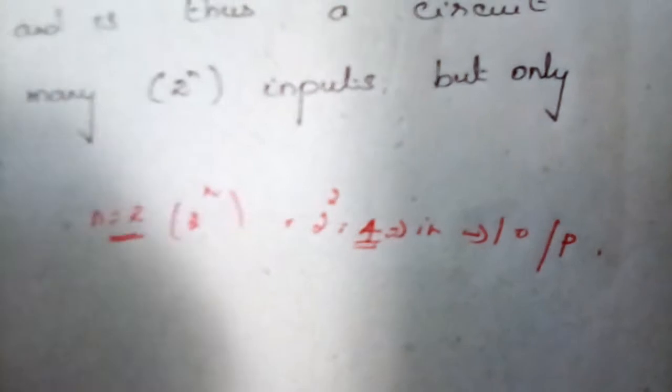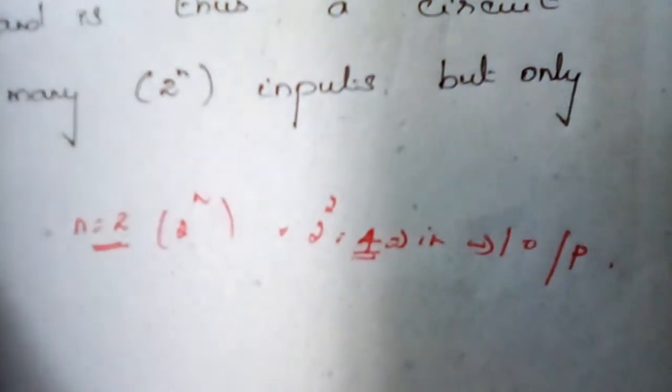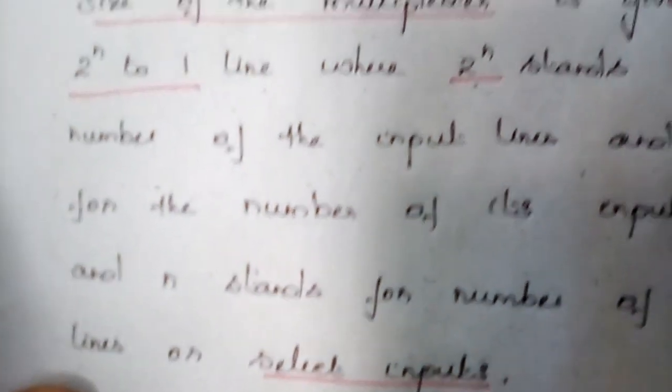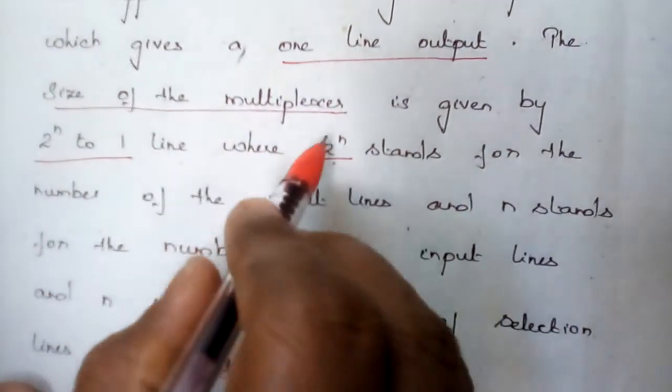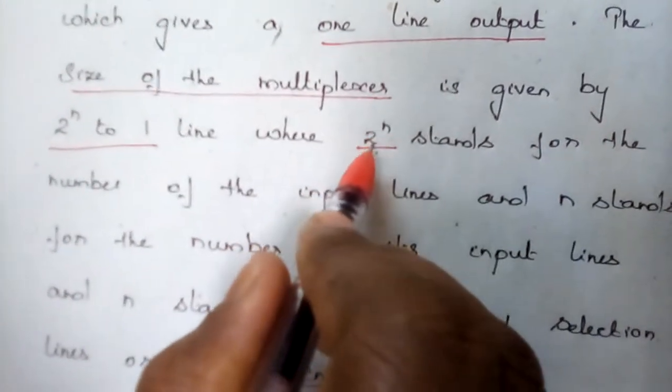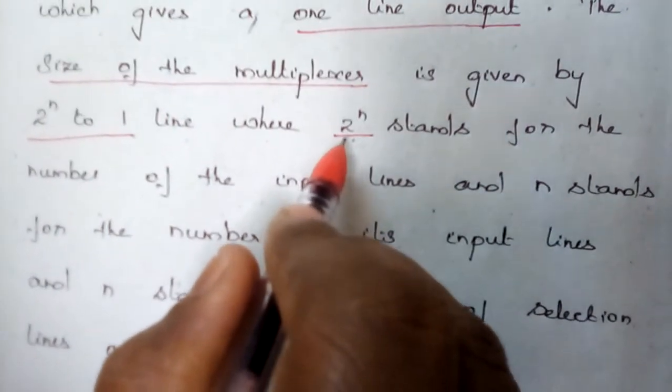Depending upon the size of the multiplexer, we name it either 4 to 1, 2 to 1, 16 to 1, 32 to 1 or anything else, right? For a multiplexer, the size is decided by 2 power n.